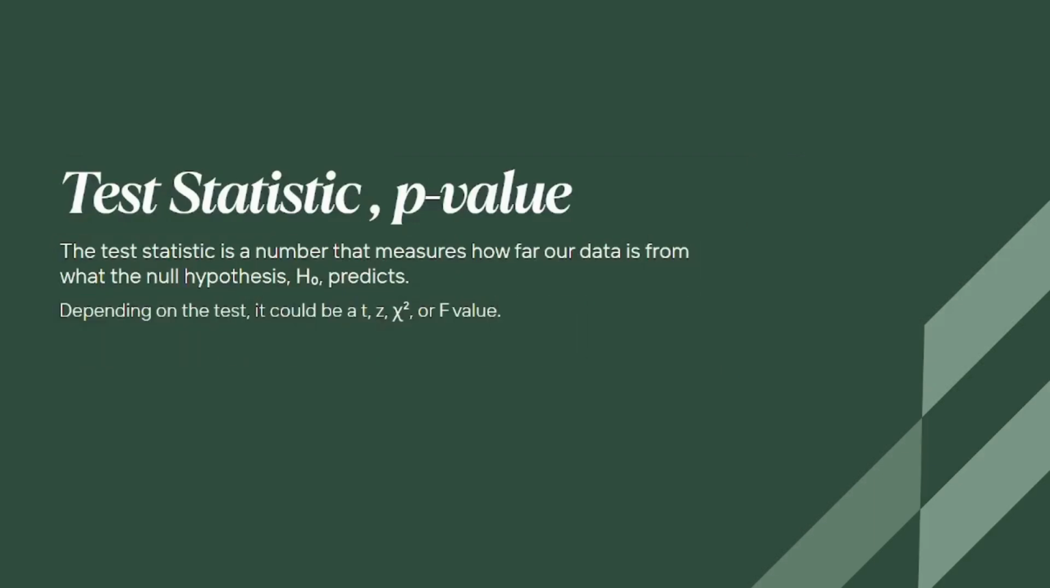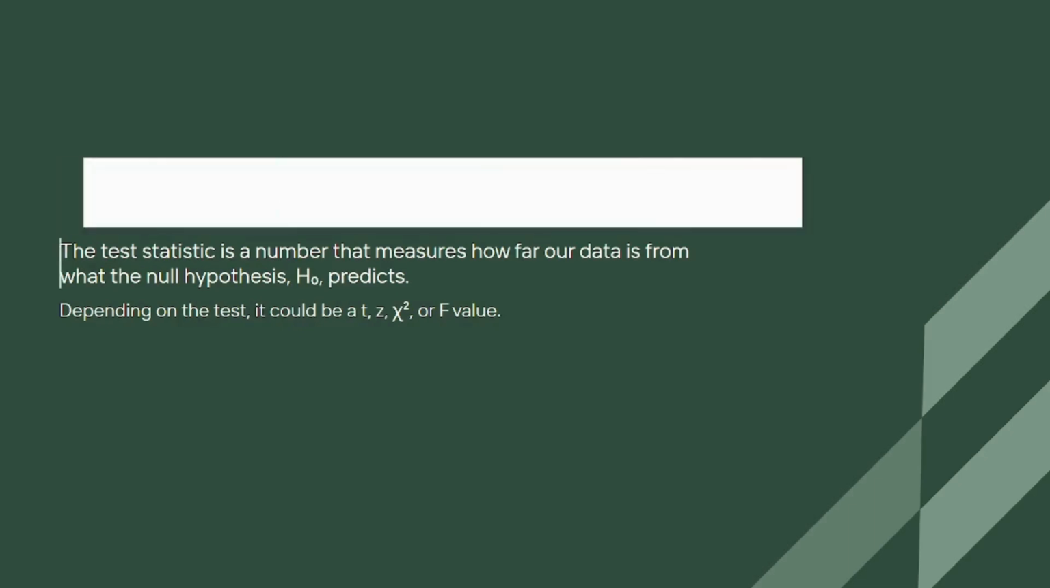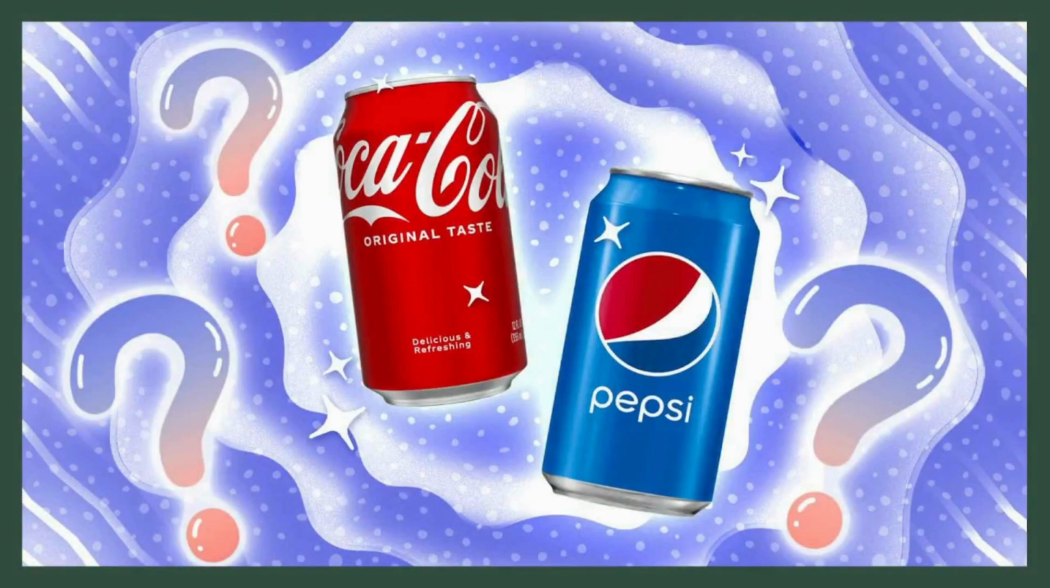Next is the test statistic and p-value. The test statistic is a number that measures how far our data is from what the null hypothesis H0 predicts, and depending on the test, it could be a t, z, chi-squared, or F value. It's pretty simple. For example, imagine you are testing whether people can really taste the difference between Coke and Pepsi in a blind taste test.